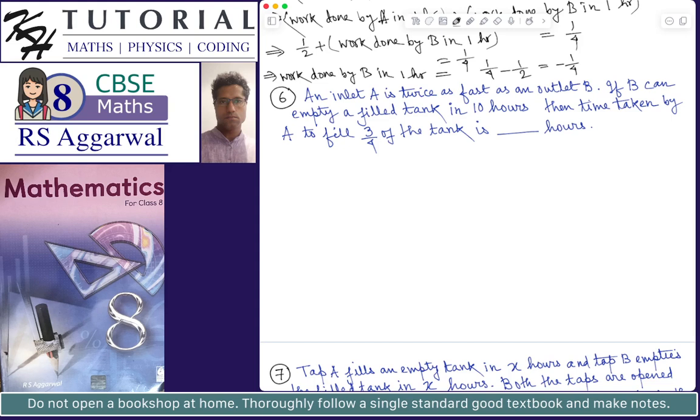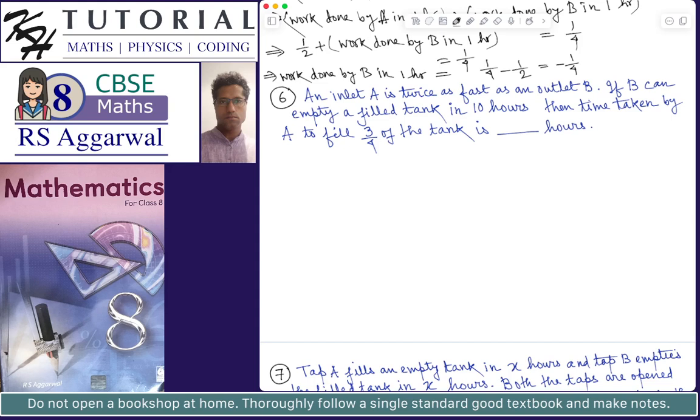If B can empty a filled tank in 10 hours, then the time taken by A to fill 3/4 of the tank is how many hours? Now, the important information given in this problem, or the tricky information, is that an inlet A is twice as fast as an outlet B. Now, what does it mean?